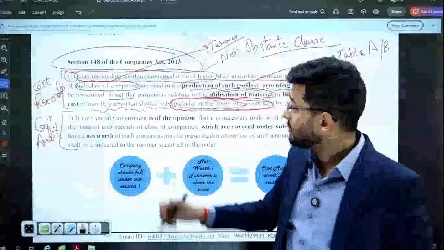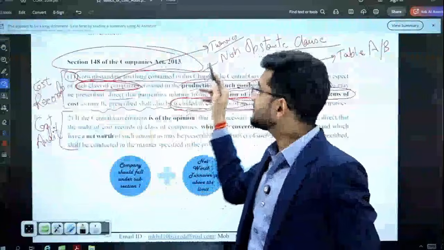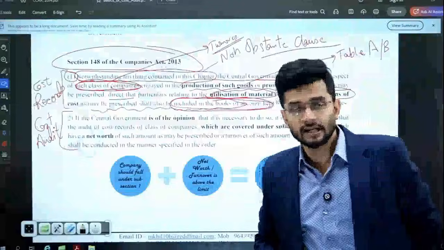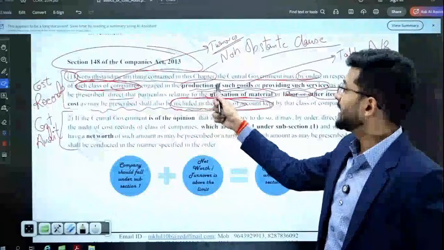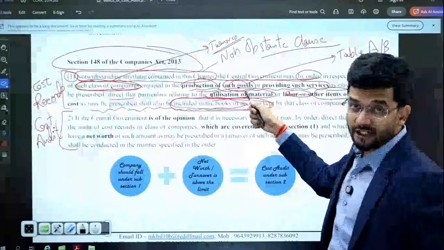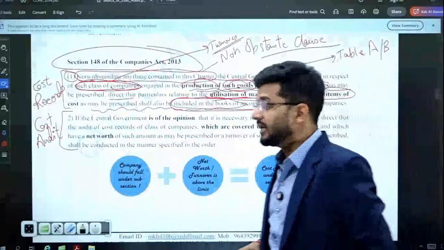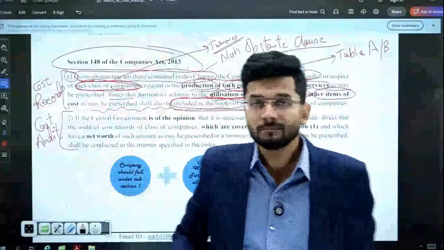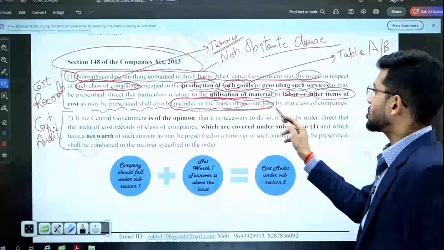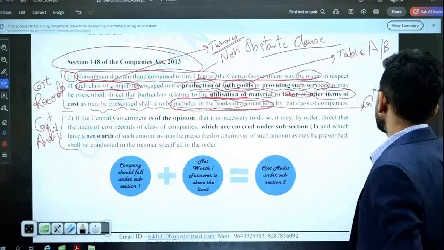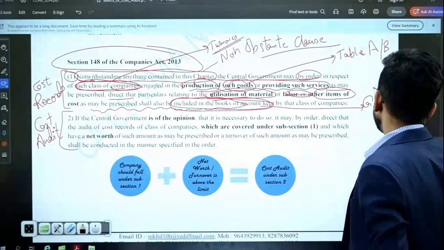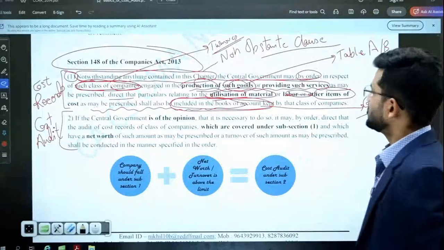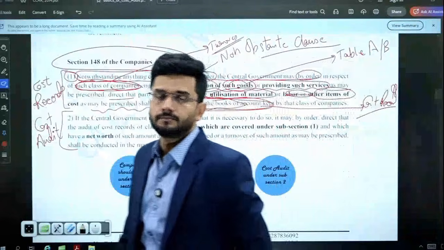Two conditions are to be met. Number one, you should belong to such class of companies, which means you should meet the turnover criteria, and you should be engaged in production of such goods, specified goods and services which are given in table A and B. If you satisfy both the conditions, then you are required to prepare your cost records, which is necessarily the cost sheet, included in the books of accounts.